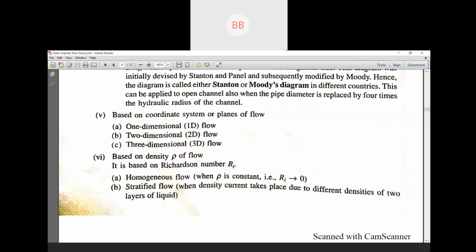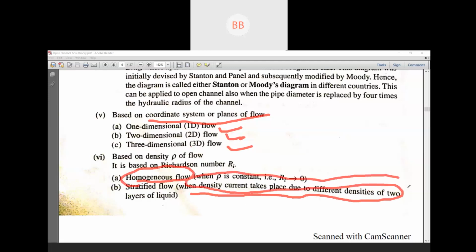The next one is based on the coordinate system, that is 1D, 2D, or 3D. And then next is based on density. We consider the density of water to be constant, but this is an assumption. We cannot say the density of water is always the same. So we have two types: one is homogeneous flow, where the density is constant, and another where density varies due to different densities of two liquids.